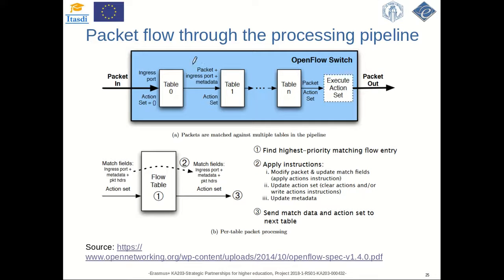What's happening in each table? For example, table 1. First, it finds the highest priority matching flow entry by ingress port, metadata, and other headers. After that, it applies instructions, which means modify packets, update matching fields, apply action instruction, update action set, update metadata, and after that, in the following process, sending the metadata and action set to the next table, etc.